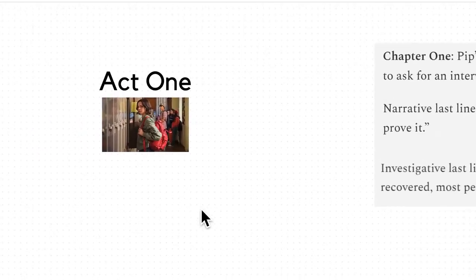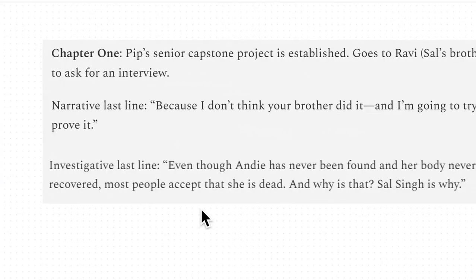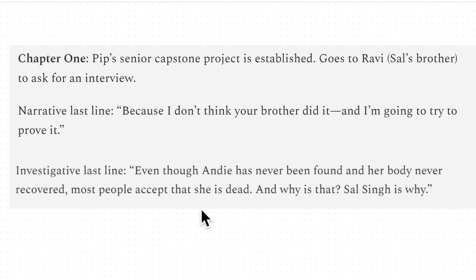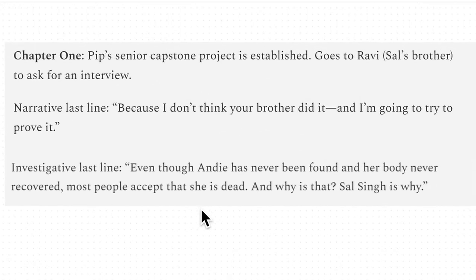Chapter 1. Here we have Pip's senior capstone project established. We literally get her proposal. Then in the narrative section, she goes to Ravi, Sal's brother, to ask for an interview. The last line of the narrative section is, "Because I don't think your brother did it, and I'm going to try to prove it." And the investigative last line is, "Even though Andy has never been found and her body never recovered, most people accept that she is dead. And why is that? Sal Singh is why."